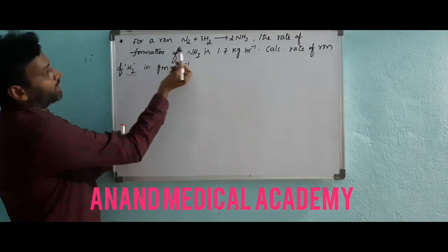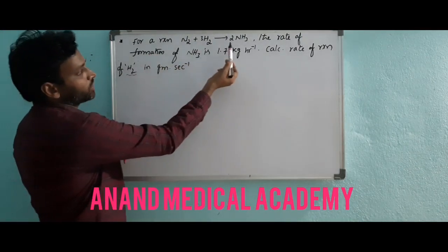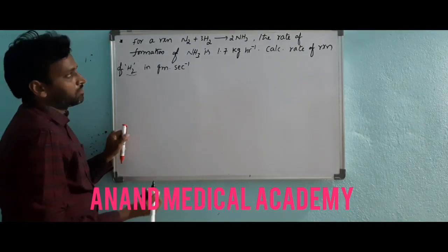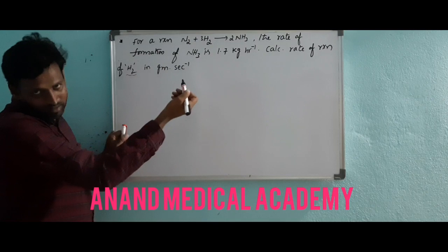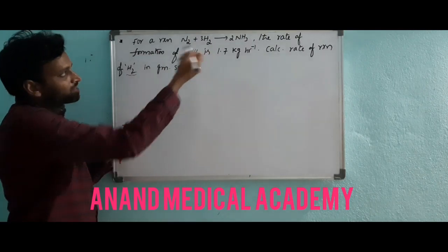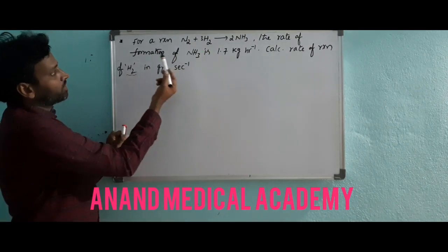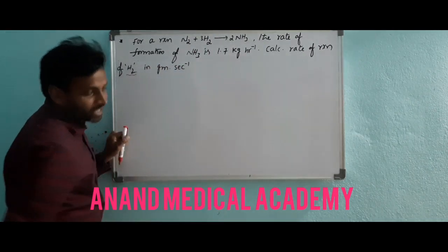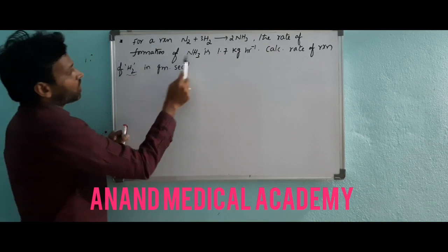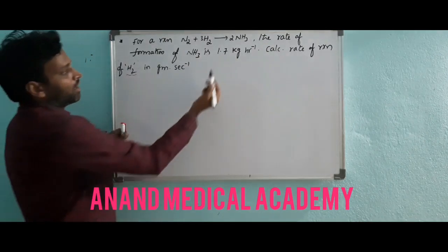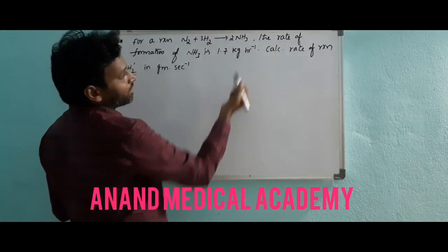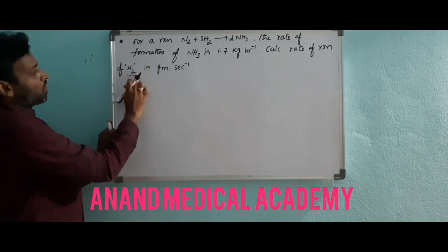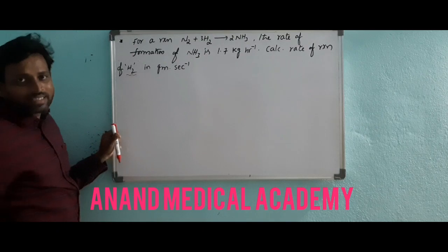Okay. So for a reaction, N2 plus 3H2 gives rise to 2NH3. Why am I giving the same reaction every time? So you can have more clarity by doing the numericals using the same reaction. The rate of formation of NH3 is 1.7 kilogram per hour. Calculate the rate of reaction of H2 in grams per second.